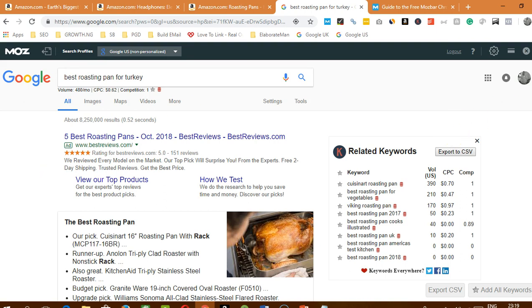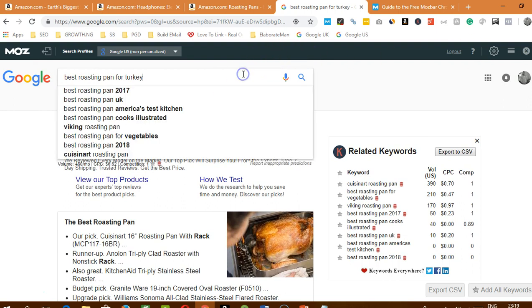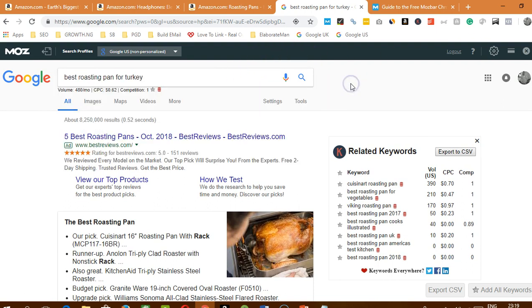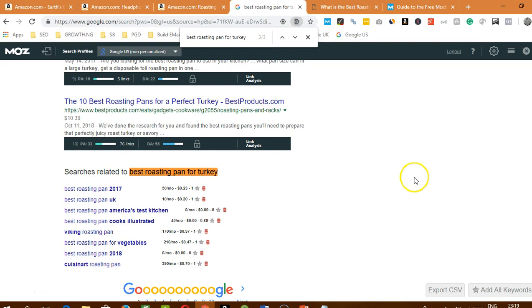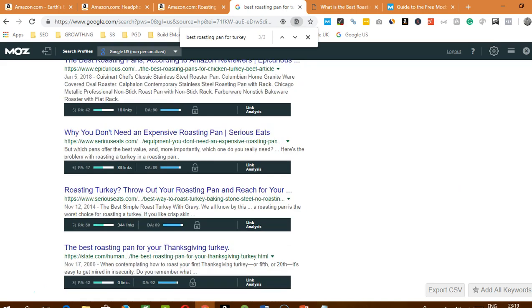Now, going through this particular page, what you want to do is press Control A, Control C, and find this keyword. It appears three times on this page. Number one, this particular page is targeting that keyword specifically. How do I know? When you're targeting a keyword, the first thing you want to do is make sure that keyword appears in your page title, right? So this page is targeting it. That's the only page targeting this keyword on the search engine results page.